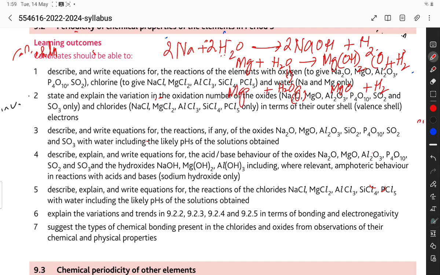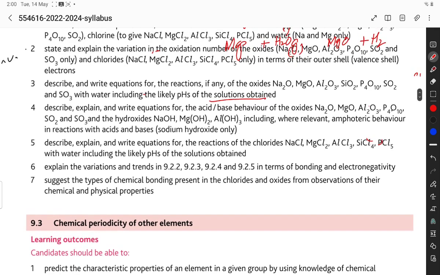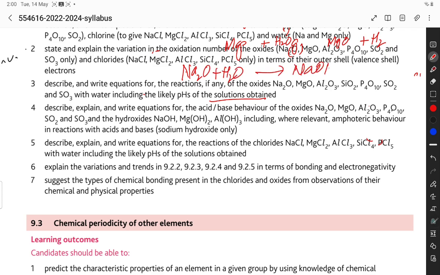So the next topic is: describe and write equations for the reactions, if any, of the oxides with water, including the likely pHs of the solutions obtained. Sodium oxide reacts with water to form sodium hydroxide, and the pH is 13 to 14.